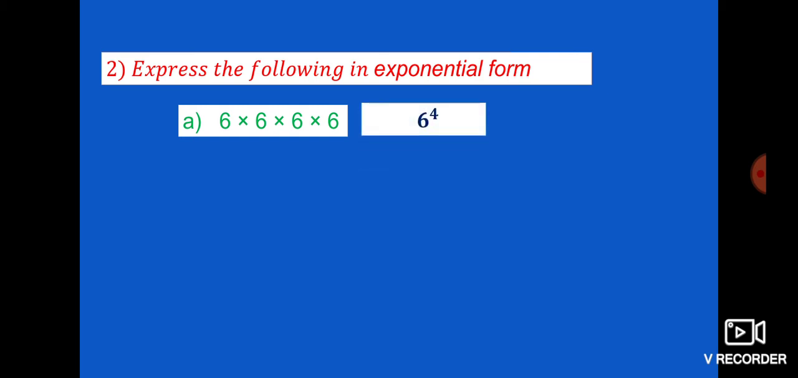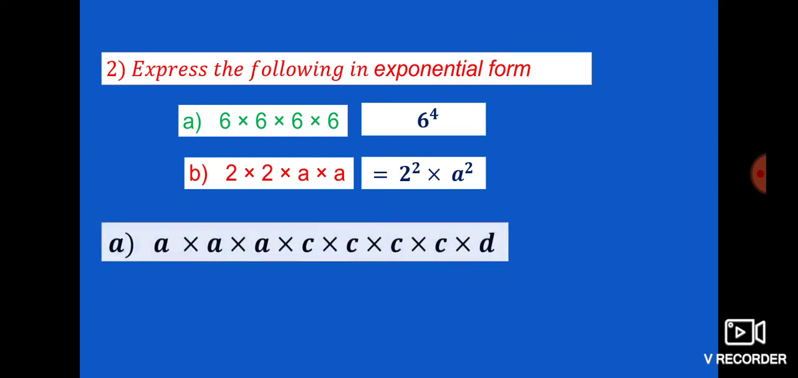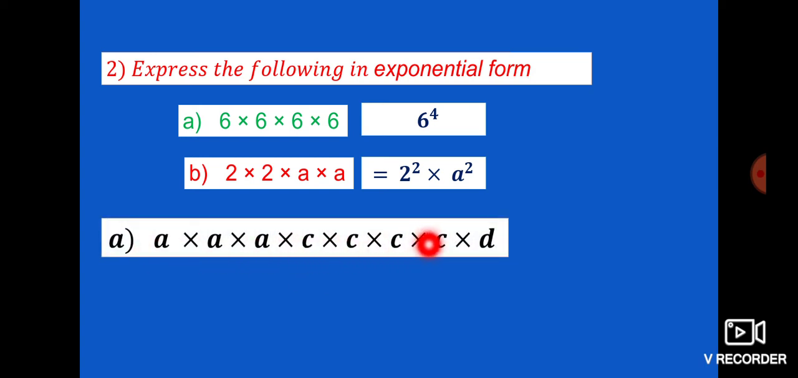Next, express the following in exponential form. Here we are given 6 into 6 into 6 into 6. We don't write the answer, but we write the exponential form. That is 6 raised to 4. Multiply 6 four times, so we can write it as 6 raised to 4. Here, 2 multiplied 2 times, and a multiplied 2 times: that is 2 square into a square. Next, a multiplied 3 times, c 4 times, d 1 time. So we can write a raised to 3, also read as a cube, into c raised to 4 into d.